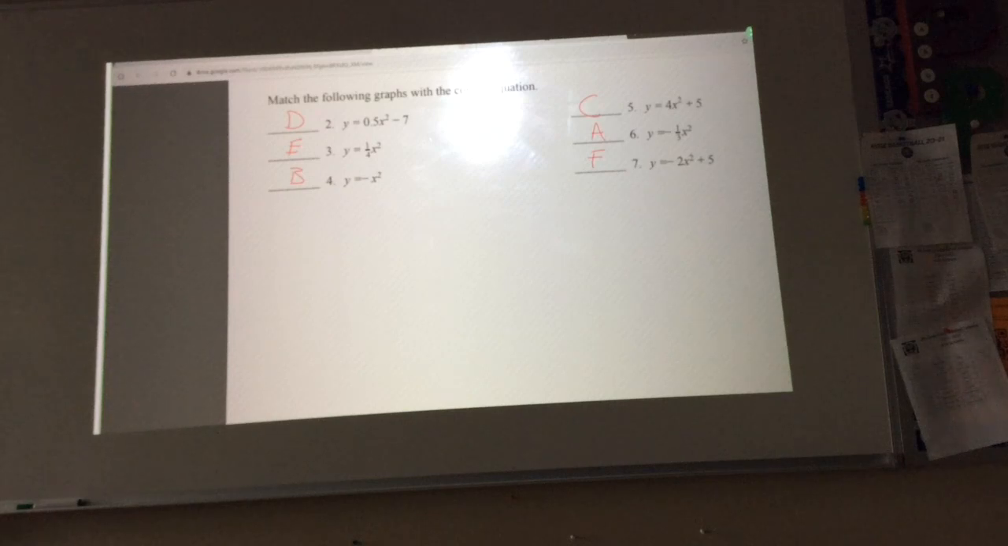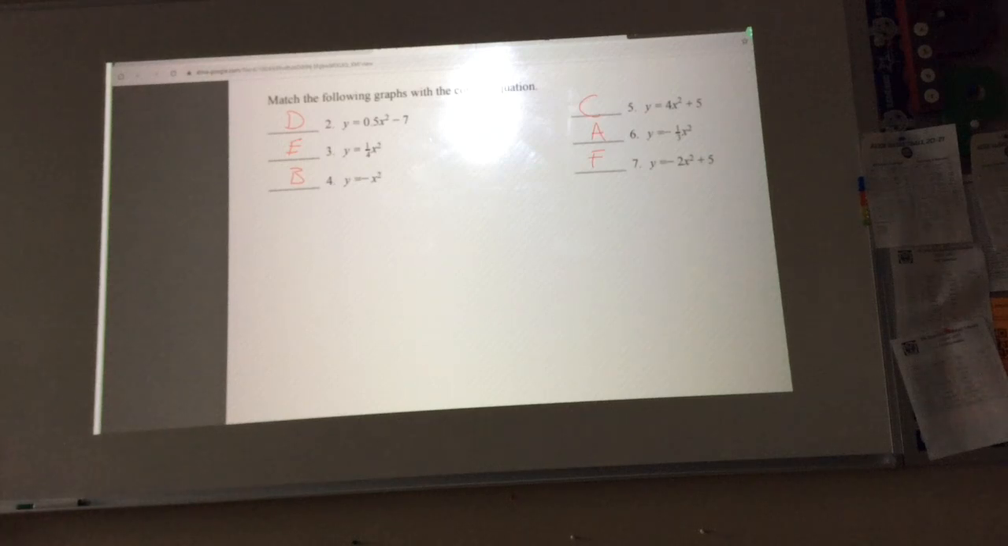Alright, here we go. For number one, or I guess number two technically, I got D. 3, I got E. 4, B. 5, C. 6, A. 7, F. Yep. Alright, now I'm going to run through this really quickly. The y equals is definitely the best method.